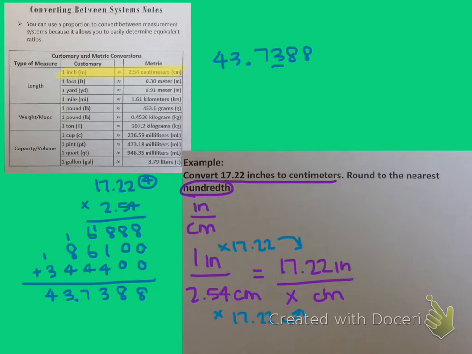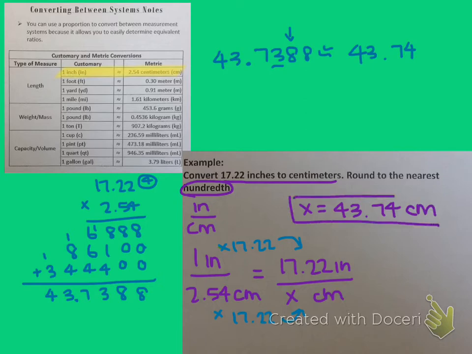So I need to look at the number in the thousands place, the 8, to tell me what we're going to do with the hundredths place. And this tells me, in this case, we're going to round up. So 43.7388, we're going to round to 43.74, or 43 and 74 hundredths. So our answer is going to be 43 and 74 hundredths, and then we can't forget our label. We were converting to centimeters, so we're going to put centimeters.